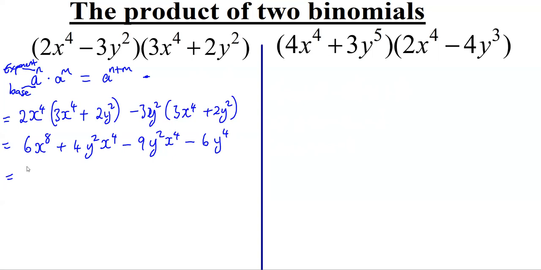Let's continue here. We're going to have x8, then 4y squared x4, 9y squared x4. These are like terms. These are like terms. So you can simplify further there. So we're going to say 4 minus 9, you get minus 5. So it's going to be minus 5y squared x4, then minus 6y to the power of 4. That's what we get there. That becomes our final answer.